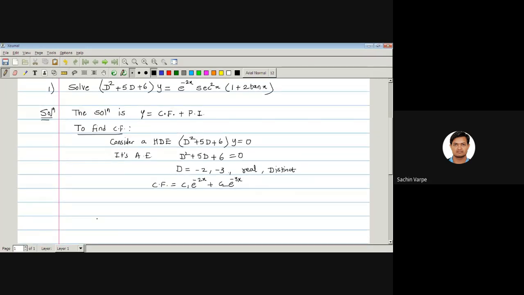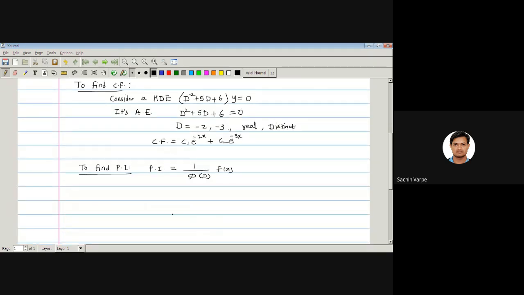Now to find PI, this is a detailed solution. To find the particular integral, first of all we consider the formula. What is the formula? PI equals 1 upon phi of D into the right hand side function f of x. So let us substitute the values. Here phi of D is given to be D square plus 5D plus 6. We can directly write it in its factored form, as we know to use the general method we need the factors, right?